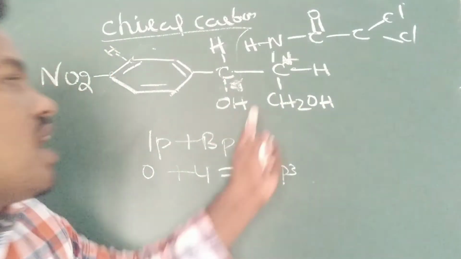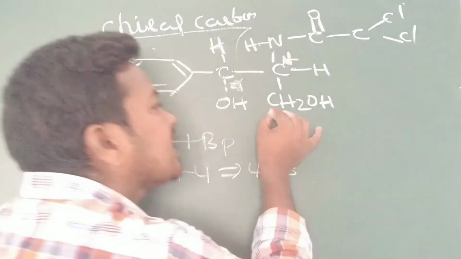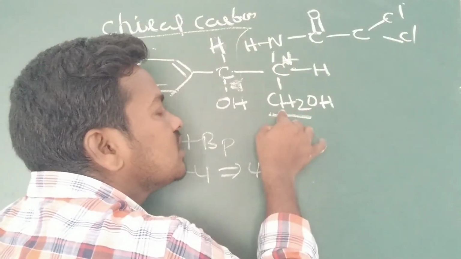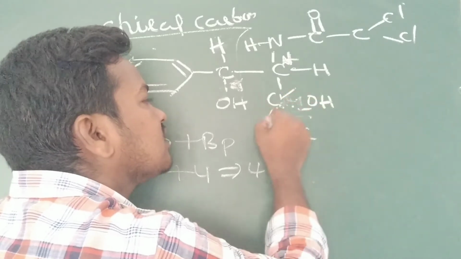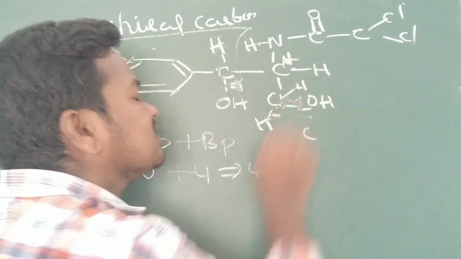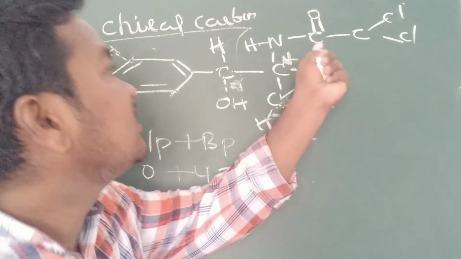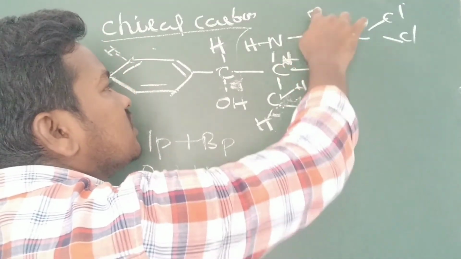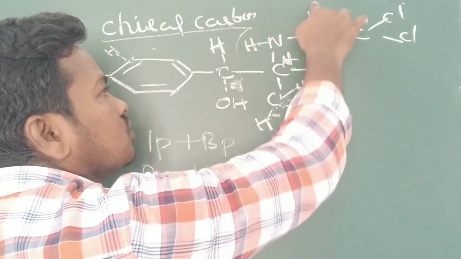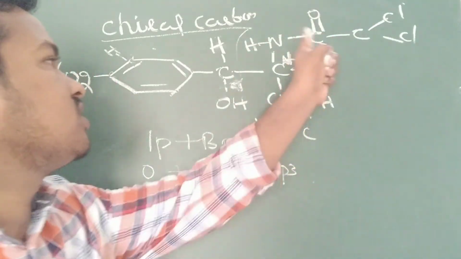Here, is this carbon a chiral carbon? No, this is not a chiral carbon. Why? Because it is attached with two hydrogens. So like this also you can write. It is attached with two hydrogens, so this is not chiral. Is this carbon chiral? No. Why? Because it is attached with only three different atoms, NH, O. This is not chiral.